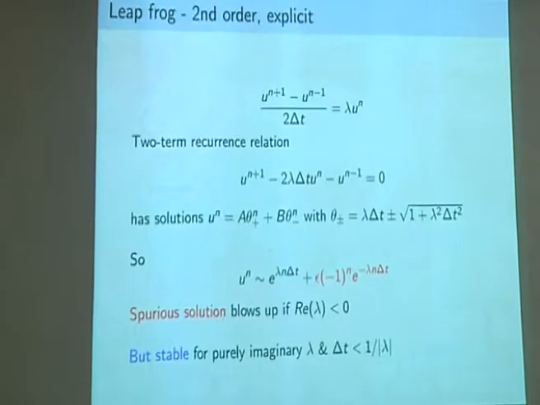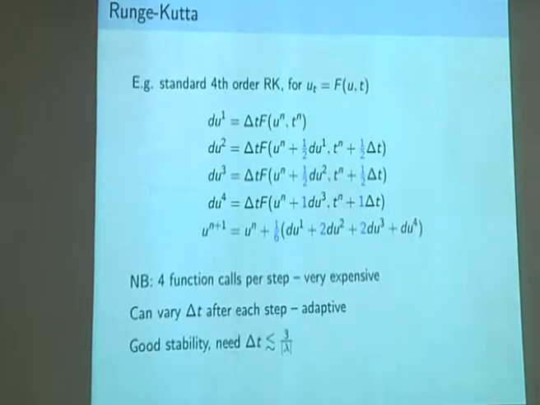Okay, so this is first order and second order methods, implicit and explicit methods. This is explicit and fourth order accurate. It's complicated.